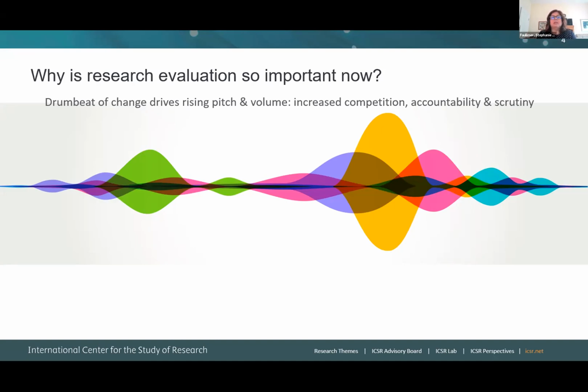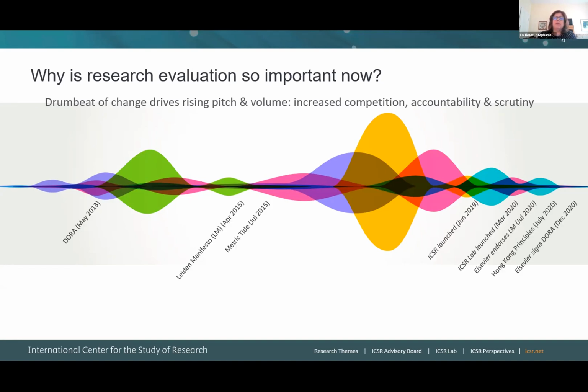The increase in importance has been driven broadly by increased competition for scarce resources, such as funding and faculty positions, and increased accountability from funders and government policies, especially during the pandemic times. We also see a huge increase in the scrutiny of research infrastructure, culture and practices such as open science, not only from funders but also by the public, about how we know what we know about the world around us. So I want to draw this drumbeat out as a timeline moving from left to right.